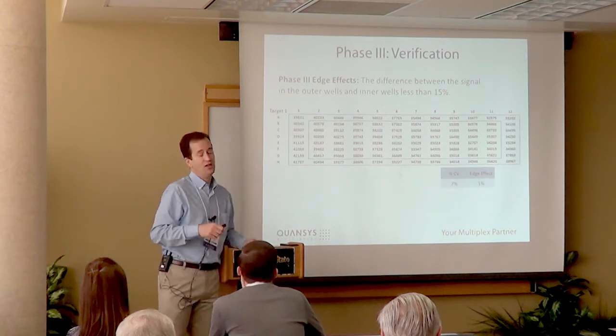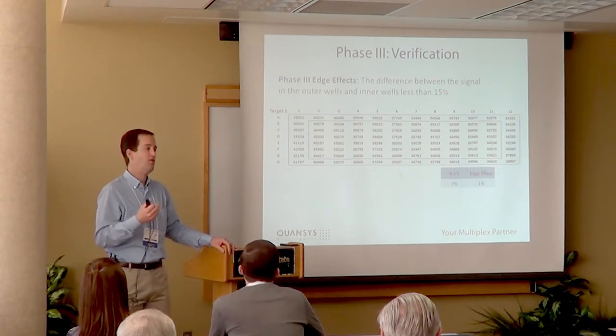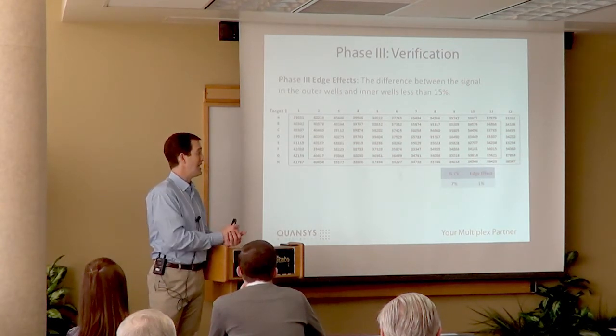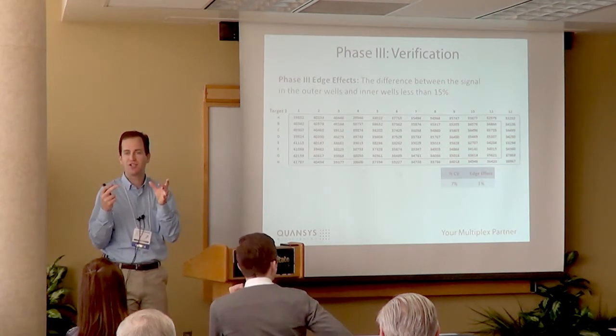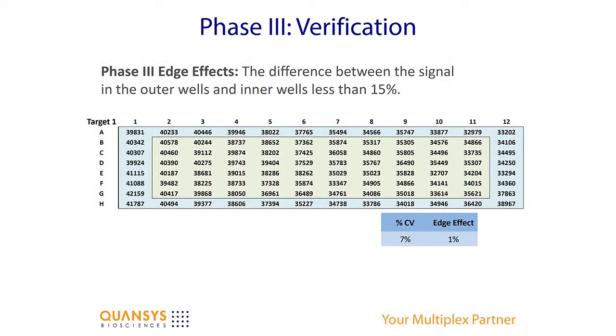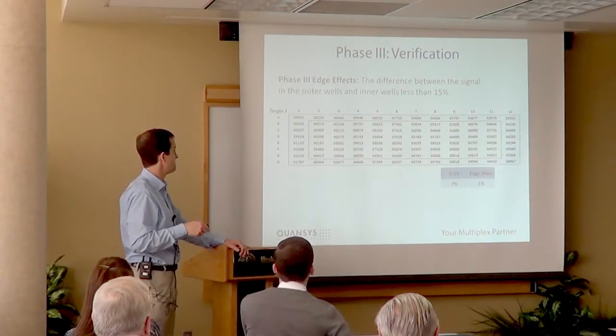Edge effects, again, looking for a source of variability in the assay. Is it possible that the outer rim of the plate would heat up faster if samples were loaded cold, or is there evaporation taking place that would cause the outer rings of a 96-well plate to generate more signal than the inner rings? Again, there was no edge effect present on this.